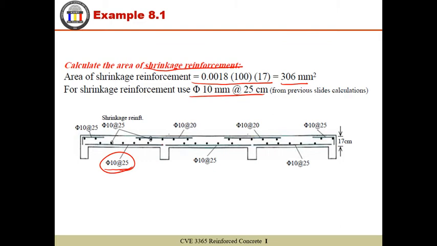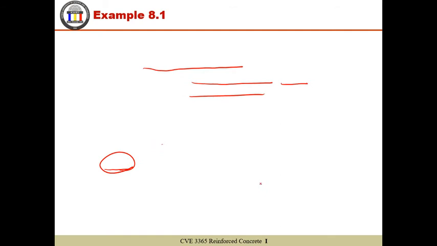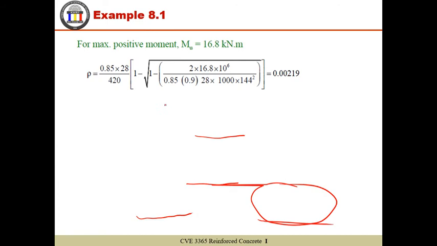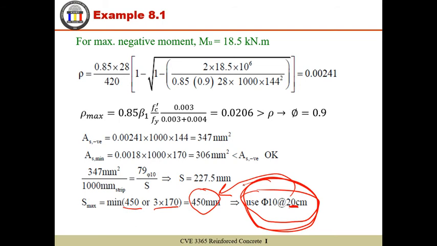Just take a look. Here we have phi 10 at 25. How did I get this? This is for the positive moment. Just go to the previous slide. Yes, here it is. What about this? This is for the negative moment. Just go to the, yeah, here we have it. Use phi 10 at 20 centimeters.